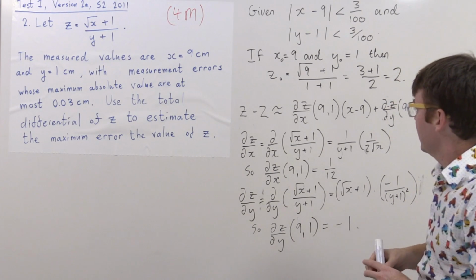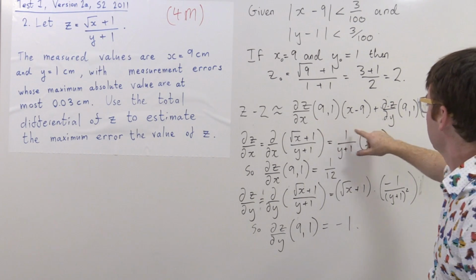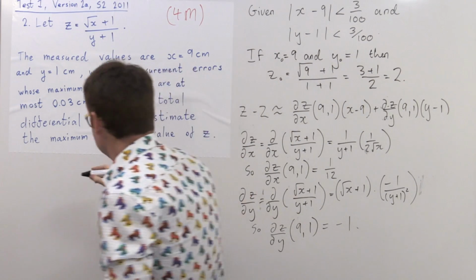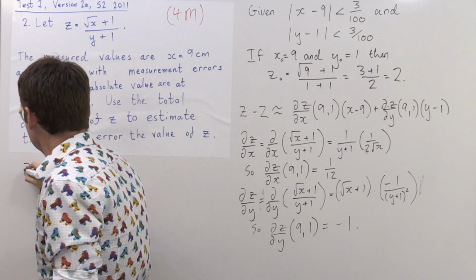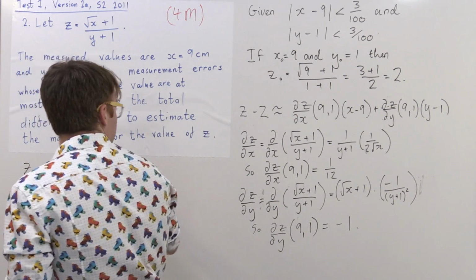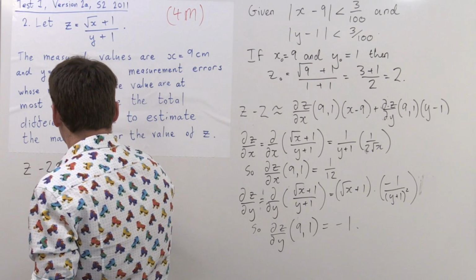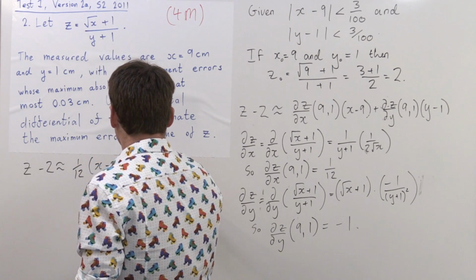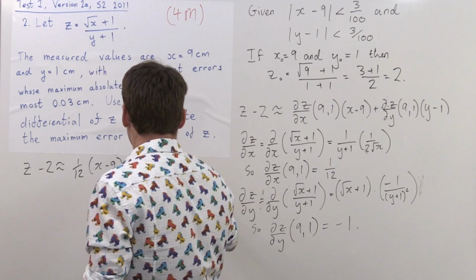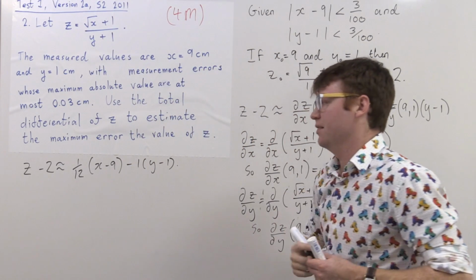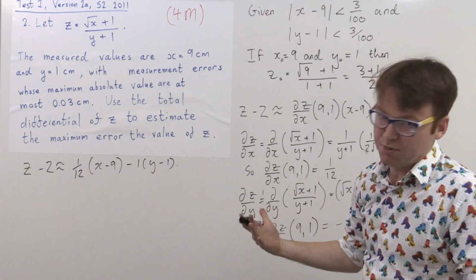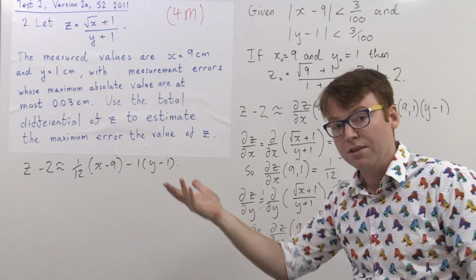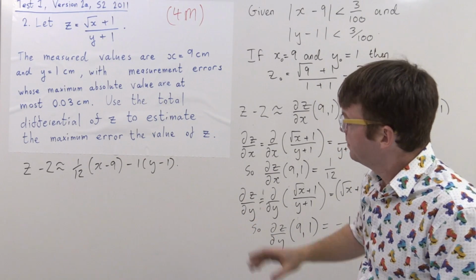Right, so now I can at least simplify this equation up here. That's 1/12, that's minus 1. Maybe I'll continue down here. So z minus 2 is approximately equal to 1/12 times (x minus 9) minus 1 times (y minus 1). Okay. That's nice. This is essentially the equation of the tangent plane. You could have got this in another way, perhaps using the method you saw from Josh in the previous question.